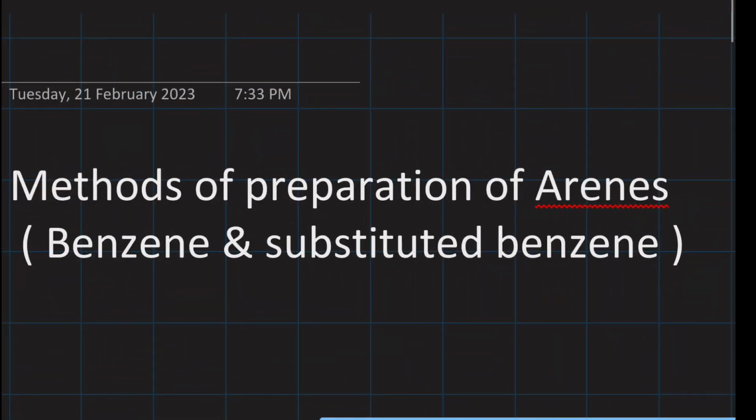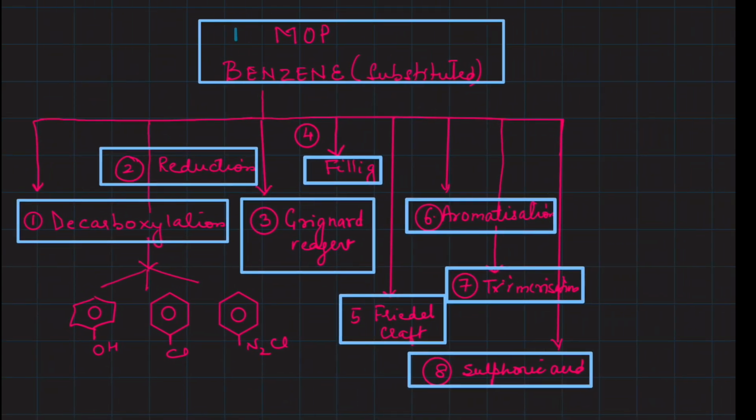Let's get started with the methods of preparation of arenes, that is benzene and its substituted derivatives. Look at the flow chart. First we'll use decarboxylation, then reduction, then Grignard reagent. This is not given in NCERT, but it is used in class 12 and is there in class 12 NCERT, so I think it is more meaningful if we study Grignard in grade 11. Then we use the Fittig reaction. Wurtz-Fittig and Fittig reactions are very common for preparing hydrocarbons. And then we'll do Friedel-Crafts to prepare benzene derivatives.